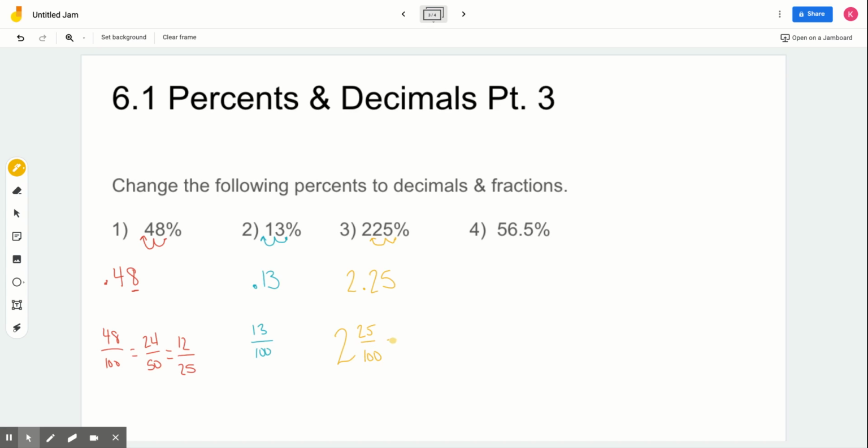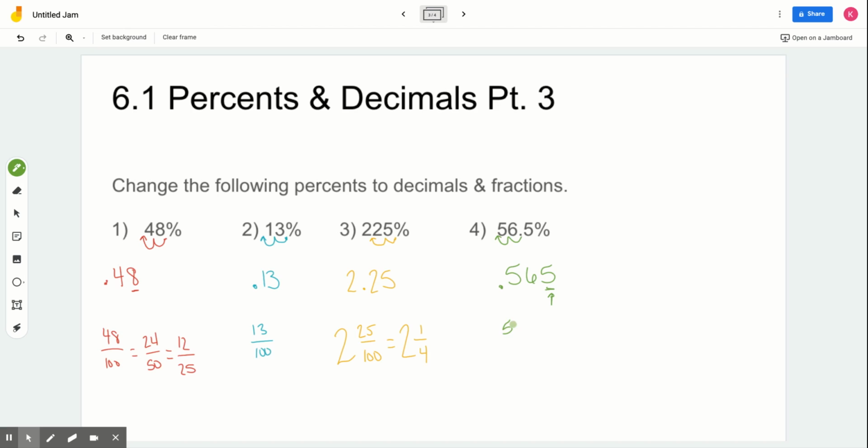Now again, we can go ahead and simplify. We know that 25 hundredths is like 1/4. On number 4, moving the decimal point 2 times, so we have 0.565. Now, we can see that we have 3 places behind the decimal point, which ends in the thousandths.